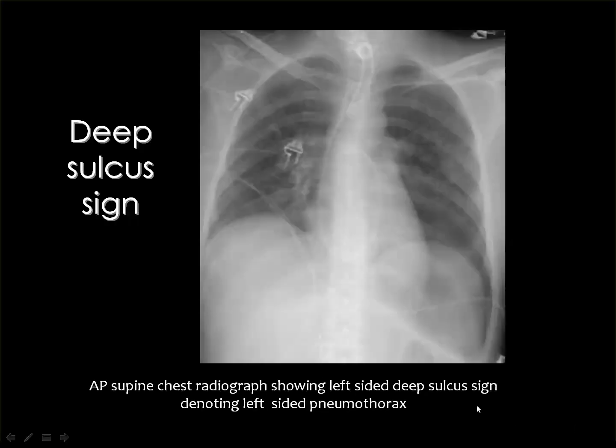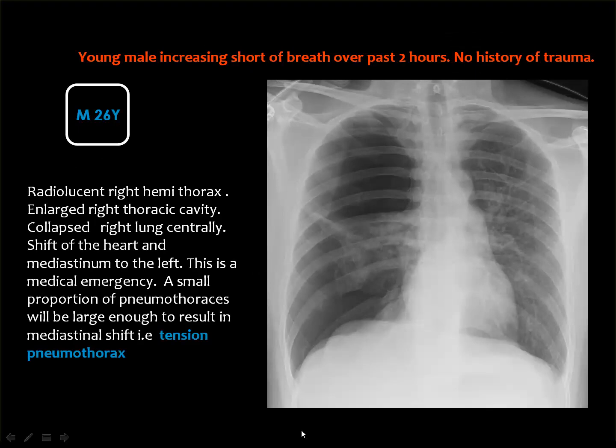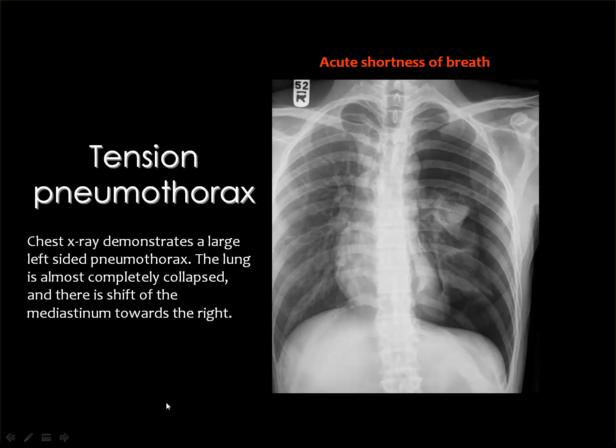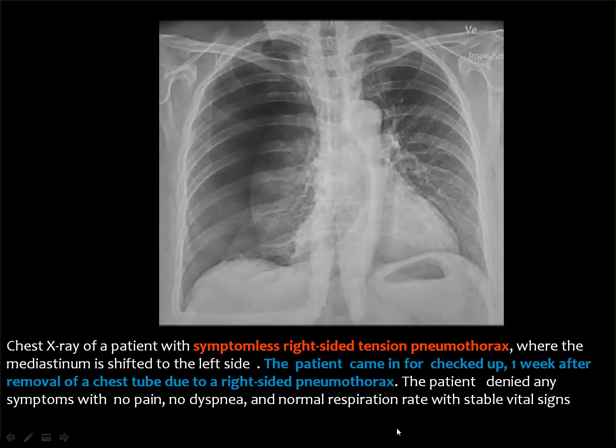Then you remember also the deep sulcus sign in the supine chest X-ray in patients with pneumothorax. If you see that there is a deep costophrenic angle, this indicates that there is a pneumothorax in this site. And this is a tension pneumothorax with subtotal collapse of the lung, some shift of the mediastinal structures, and some flattening of the diaphragm. And this is also a tension pneumothorax with a subtotal collapse of the left lung and evident air in the pleural space, and you can also appreciate the deep sulcus sign.